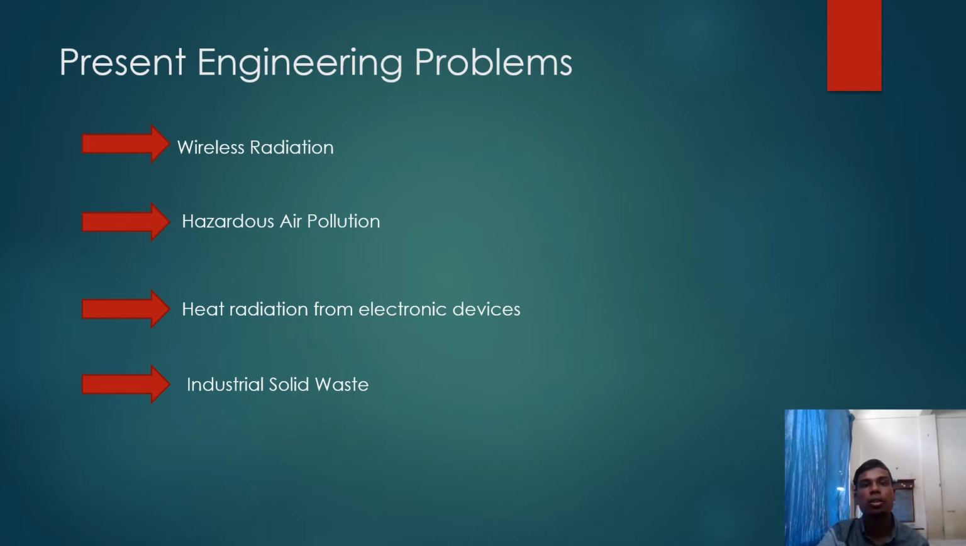Fourthly, industrial solid waste. Industrial waste is the waste product produced by industrial activity, which includes any material that is rendered useless during a manufacturing process such as that of factories, mills, and mining operations.